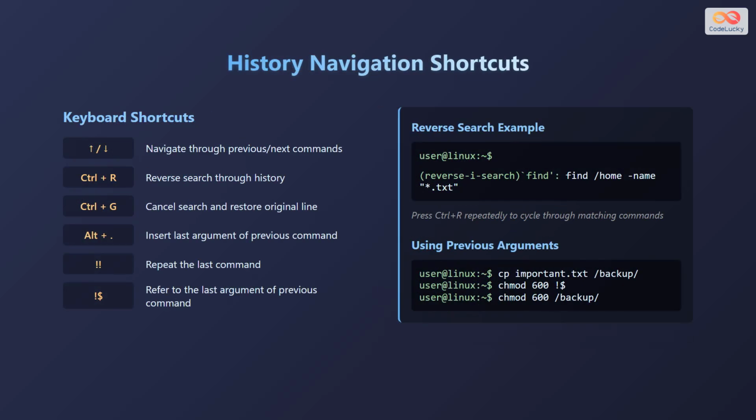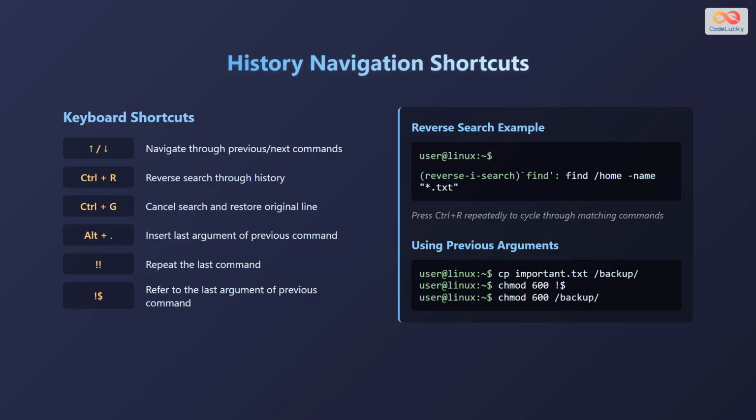Now let's explore some useful keyboard shortcuts to navigate your command history. The up and down arrow keys allow you to scroll through your previous and next commands, respectively. Ctrl+R enables reverse search, allowing you to find commands by typing part of the command. Ctrl+G cancels the search and restores the original line. Alt+. inserts the last argument from the previous command.